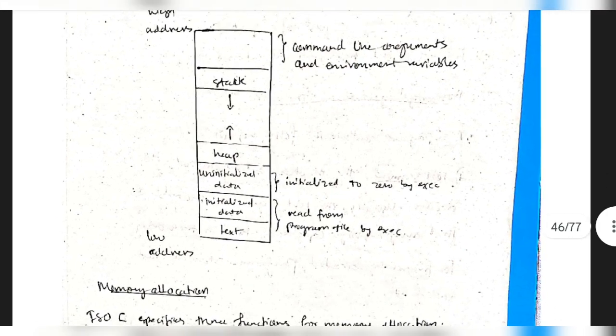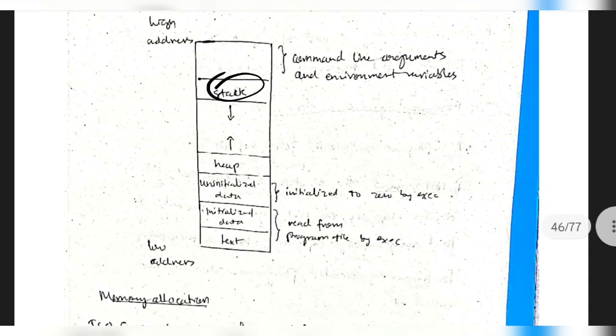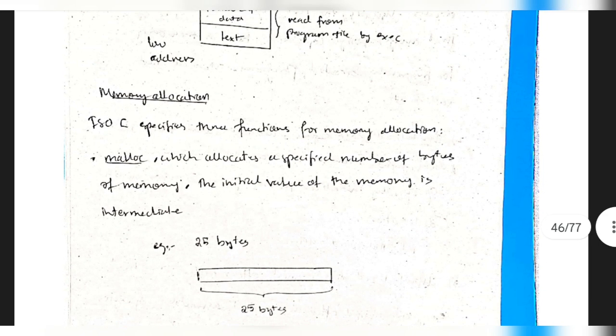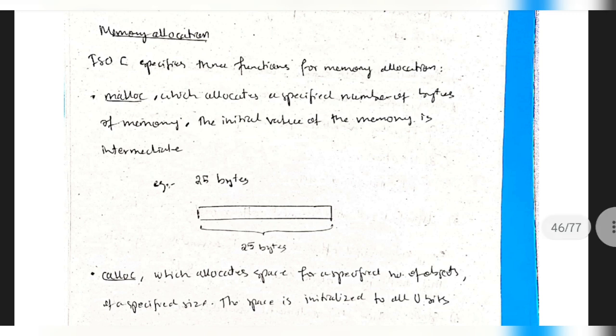And this is the diagrammatic representation here. First we will have the stack, then the heap which comes on the top, and here we have initialized data and text. Okay. The last one is about memory allocation. Here we have 3 techniques.